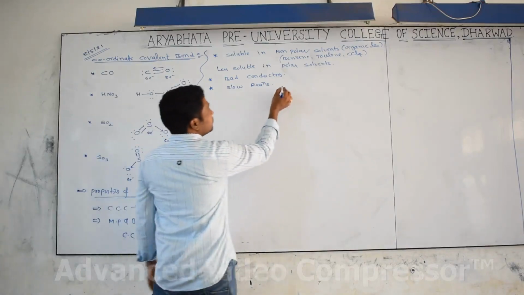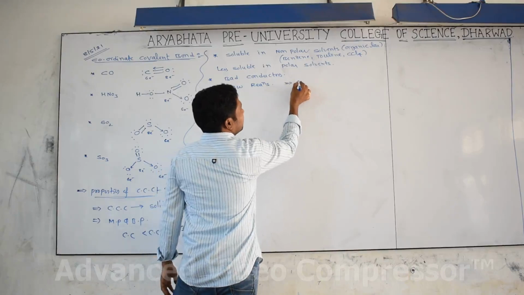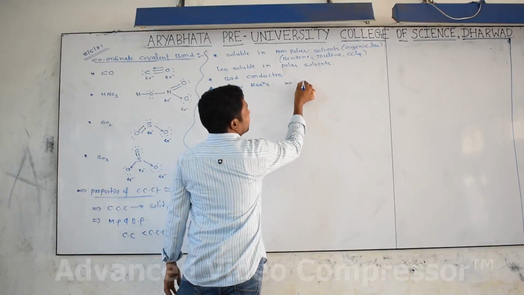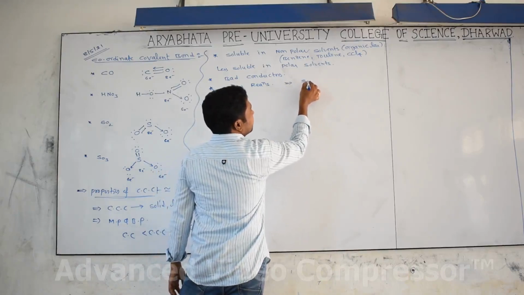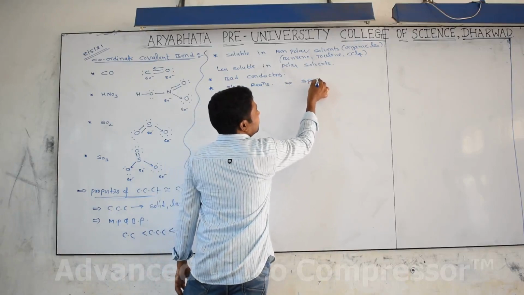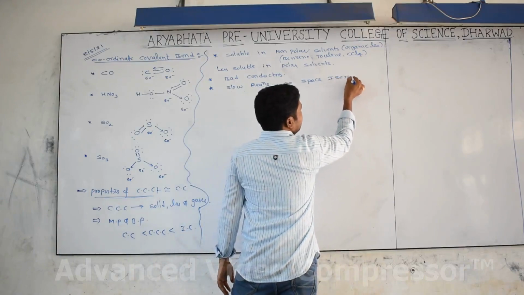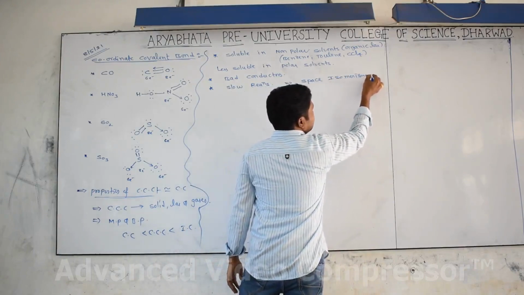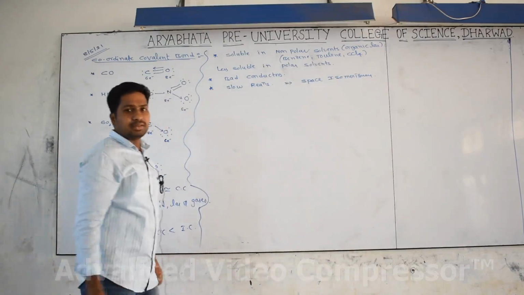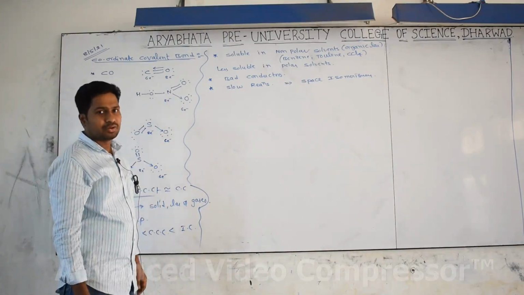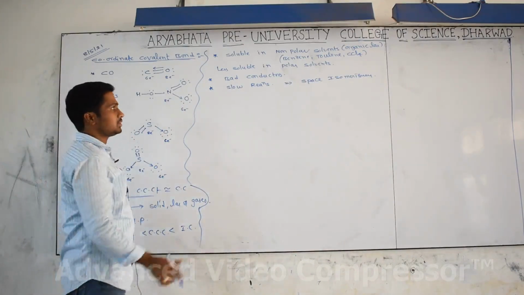Later we have to tell that these are directional compounds, which is why they can show space isomerism, or stereoisomerism. Stereoisomerism can be explained by, or followed by, these compounds. All of you understood or no? Yes, it's a very important characteristic.